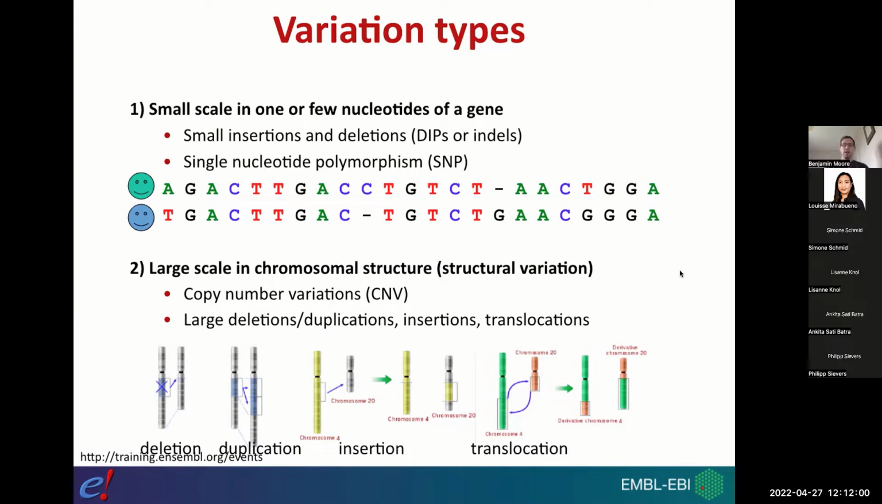Then we have large scale variants. So these are variants that will affect maybe hundreds or thousands of base pairs at a time. And they can include things like large deletions or insertions, but also duplications and translocations as well.